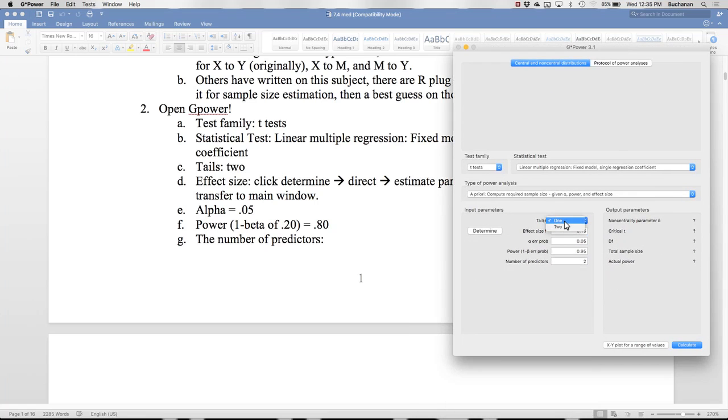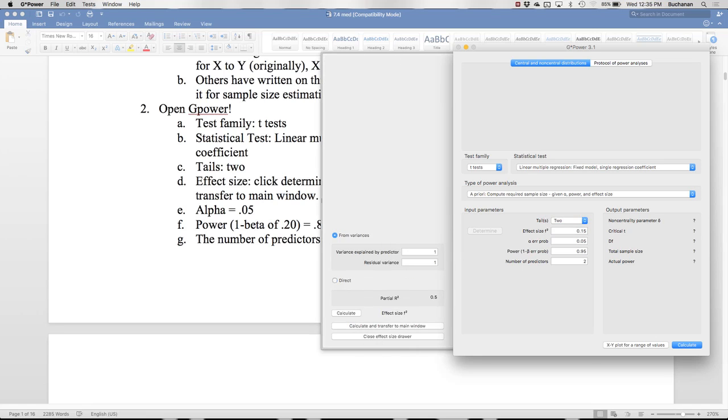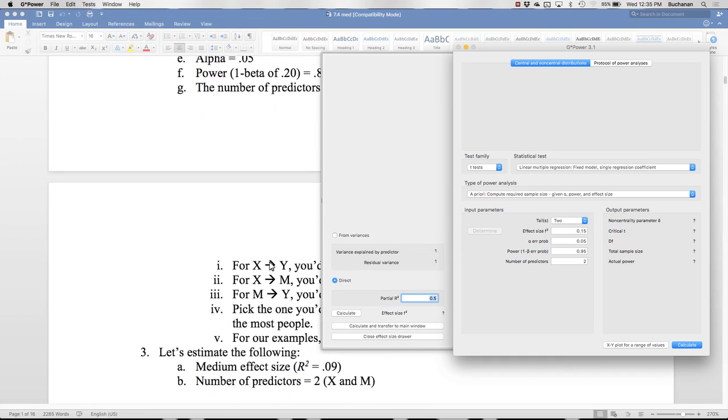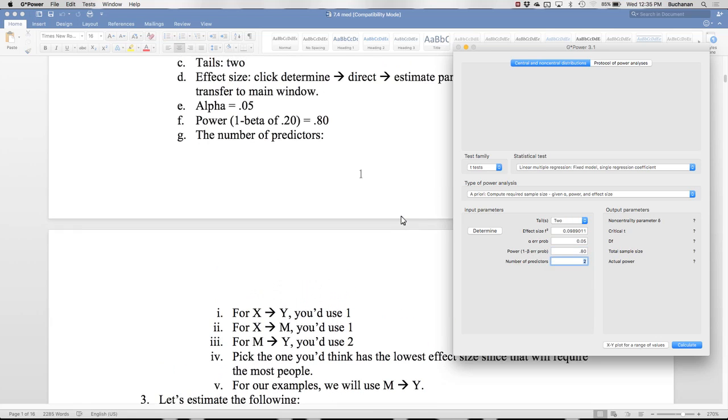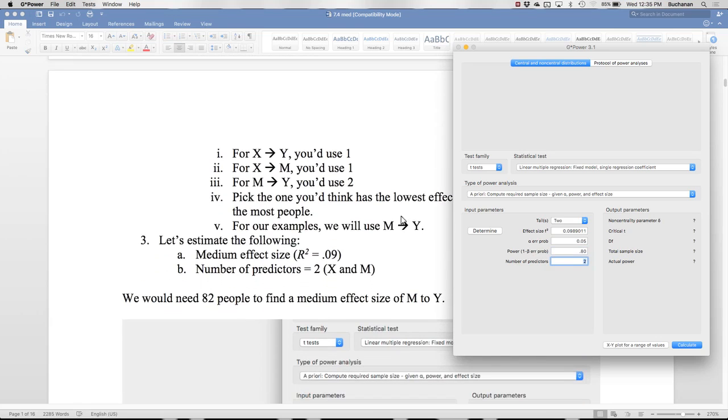Be sure you click two tails. Hit determine. That's the same, direct. In this example, I did a medium effect size because I'm not very creative. 0.09. Alpha is 0.05, power is 0.8. And the number of predictors depends on the step. If you're looking at X to Y, it's 1. If you're looking at X to M, it's 1. If you're looking at M and X to Y, it's 2.